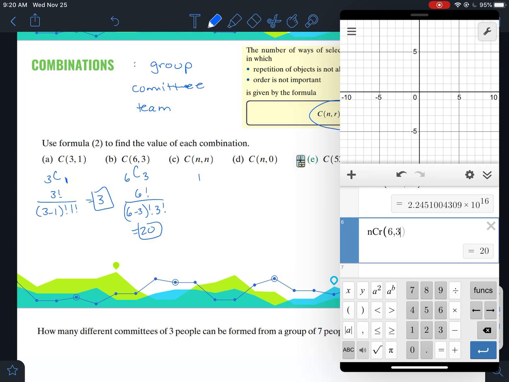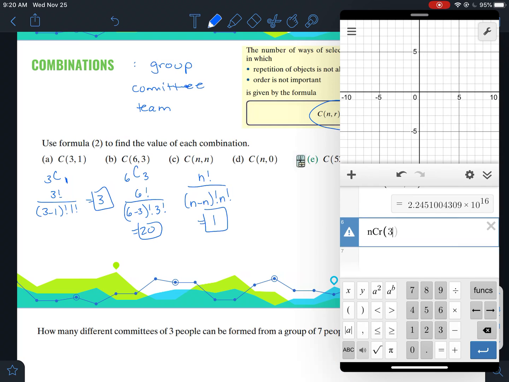And then n choose n would be n factorial over n minus n factorial, which is going to be 1. So how many different ways can you choose a group of n people from n people? There's only going to be one way. So if 5 people tried out for the team and 5 people are going to make it, there's only one way to do that.